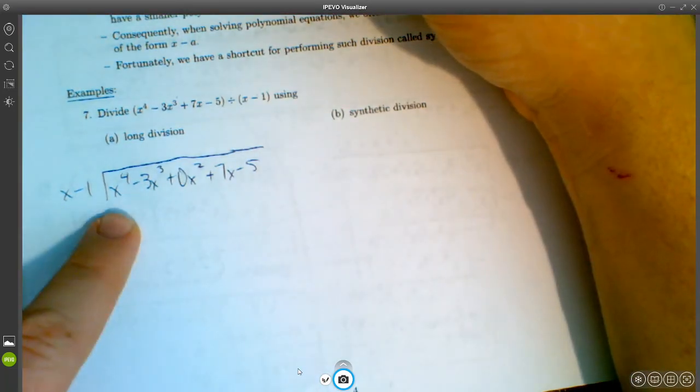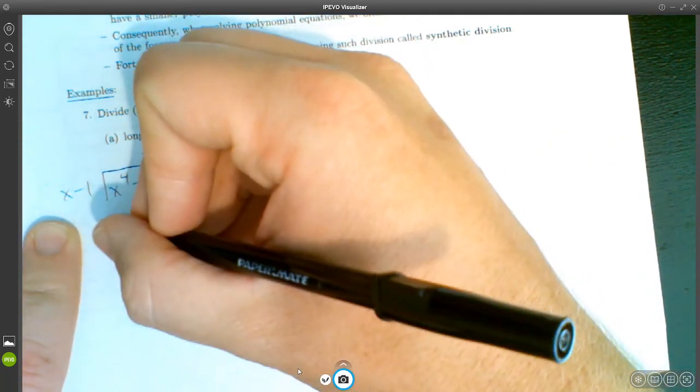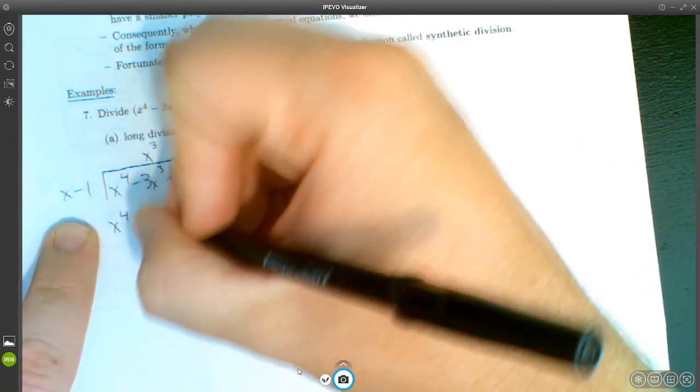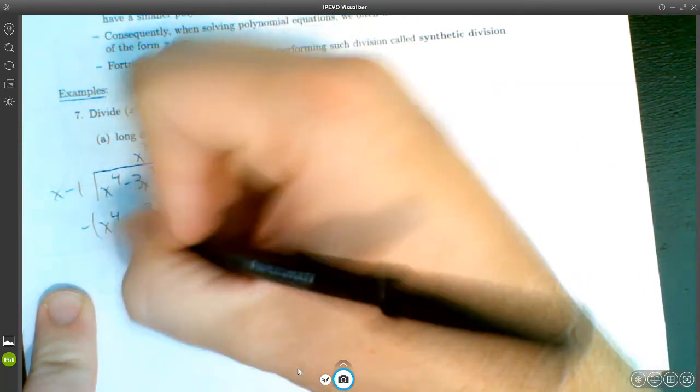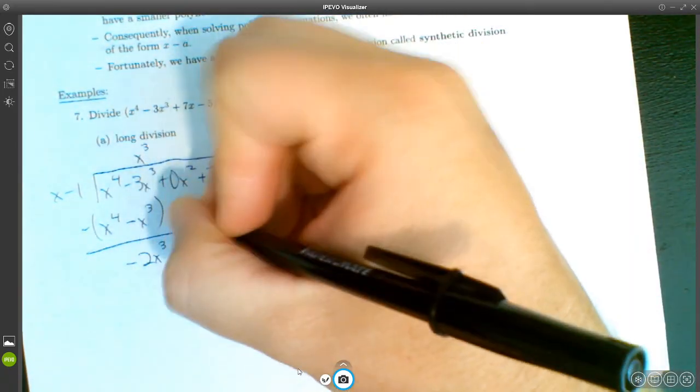What times x gives us x to the fourth? The answer is x cubed. Multiply this out. You get x to the fourth minus x cubed. Subtract. And you get a negative 2x cubed left over. Bring down the 0x squared. I'm going to stop talking.